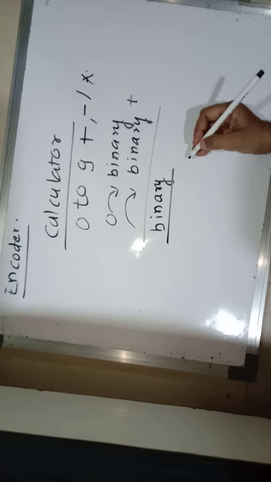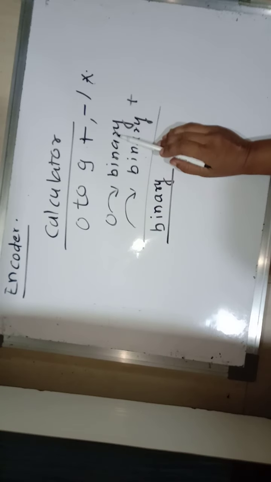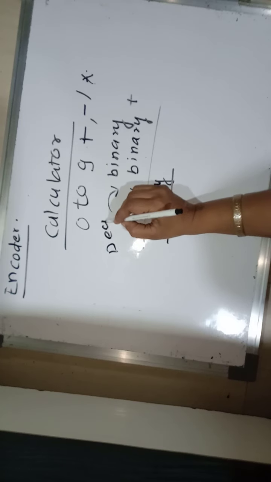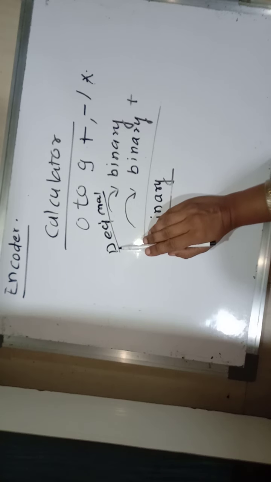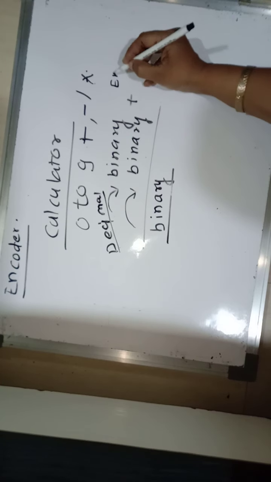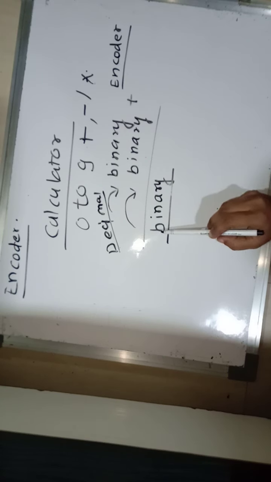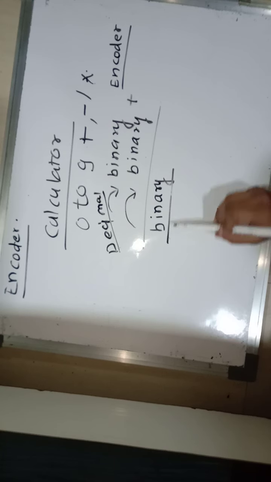So the circuit which is used to convert the decimal number into binary. This is your decimal number, the number that we are pressing on the calculator is a decimal number. So the circuit which is used to convert the decimal number into binary is known as the encoder.